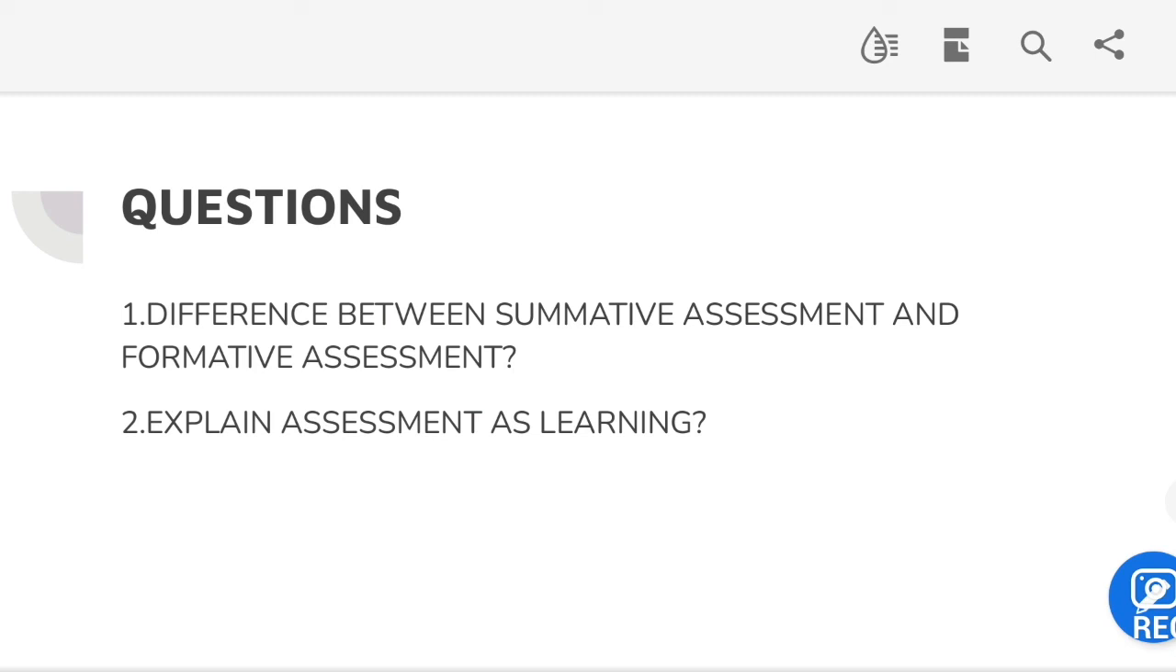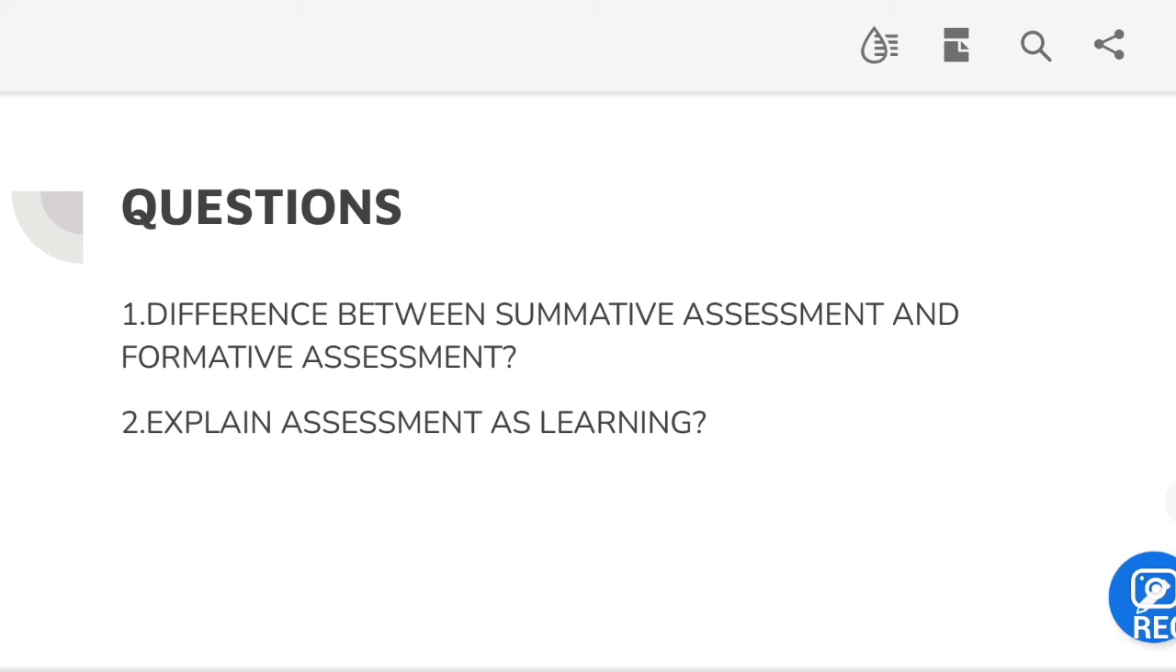Why are we using formative assessment, and what is the reason behind it? It is to identify the gap and improve the learning of the students. Why are we using summative assessment? It is to collect evidence of the students' knowledge, skill or proficiency. For that particular purpose we are using summative assessment.